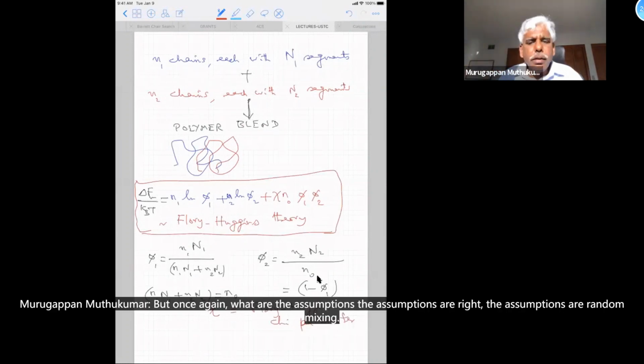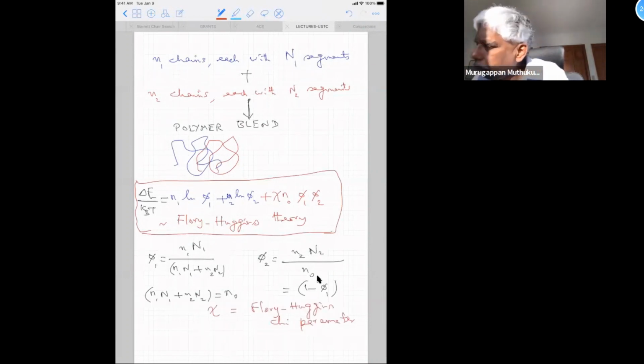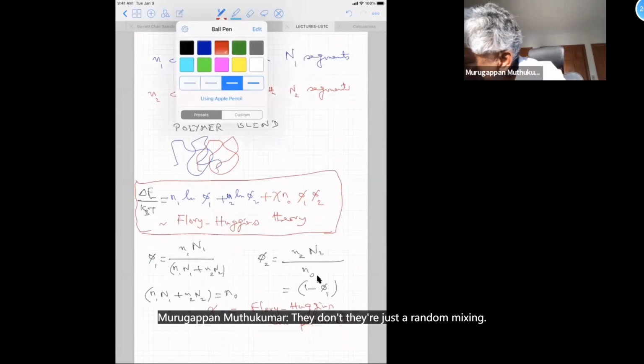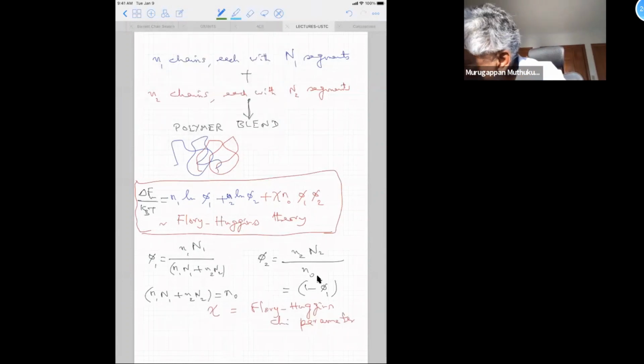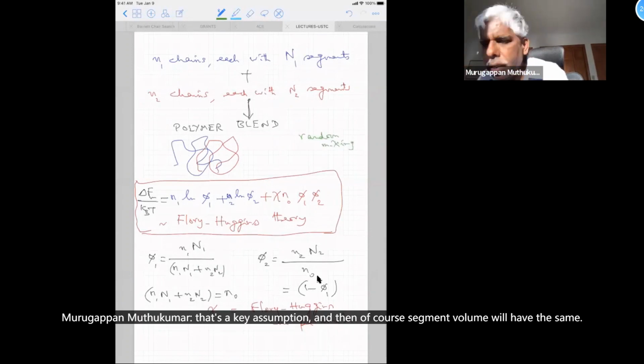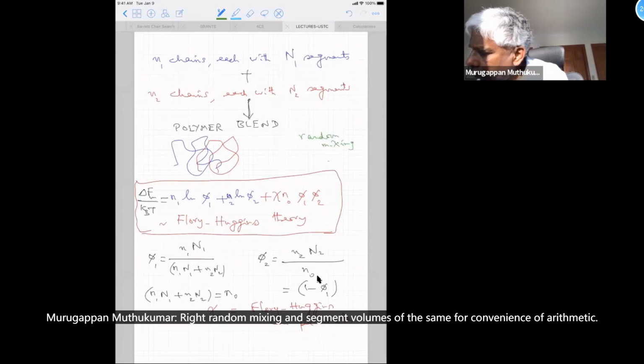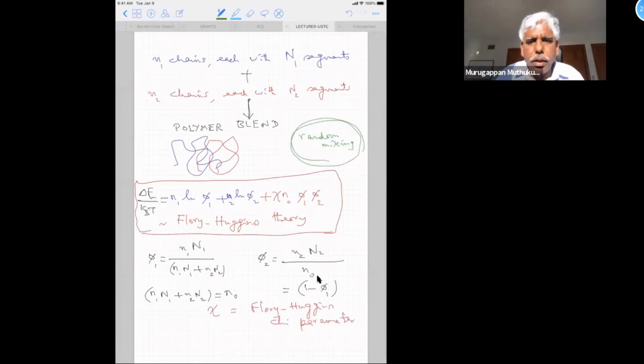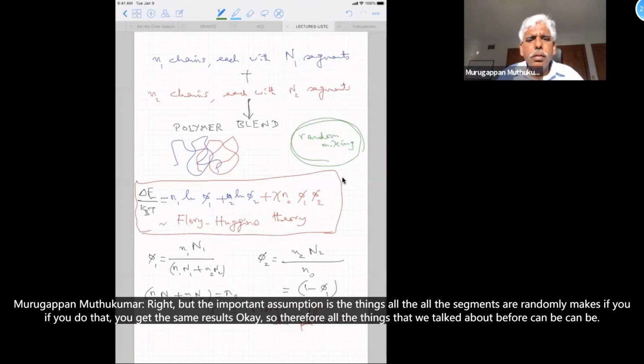But once again, what are the assumptions? The assumptions are random mixing. That's a key assumption. And then, of course, segment volumes are the same, for convenience of arithmetic. But the important assumption is that all the segments are randomly mixed. If you do that, you get the same results.